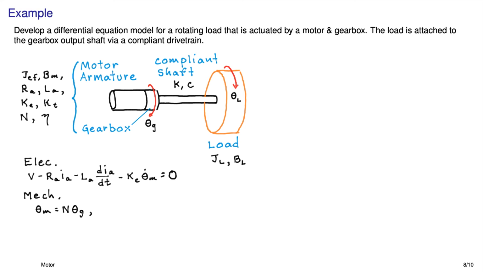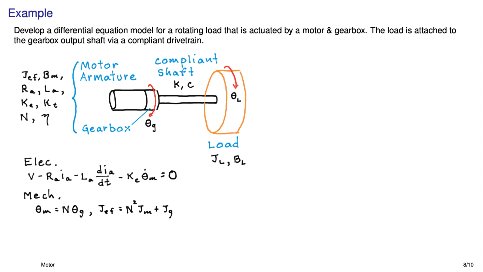And so we have a gear ratio, theta M is equal to N times theta G. Now just take a moment and think about the physical nature of that. It says that if the output shaft of the gearbox rotates, let's say, once, and the gear ratio is 10, then that little motor had to spin 10 times to make that happen.